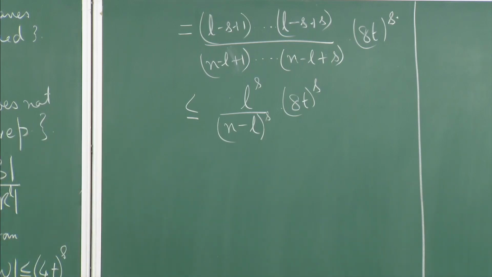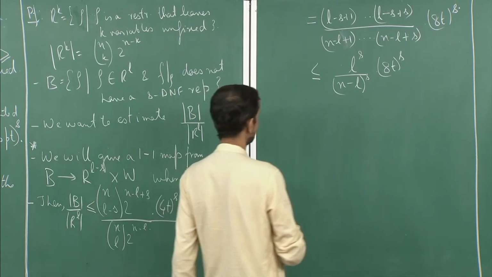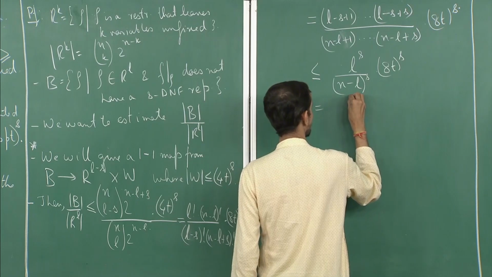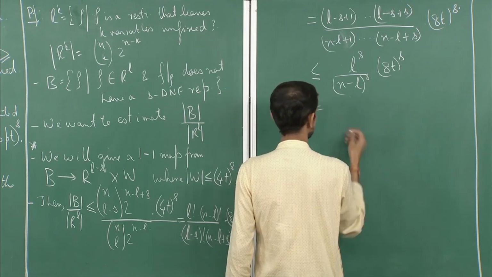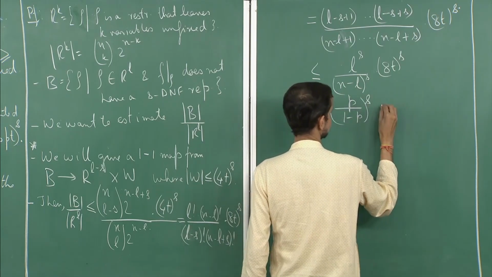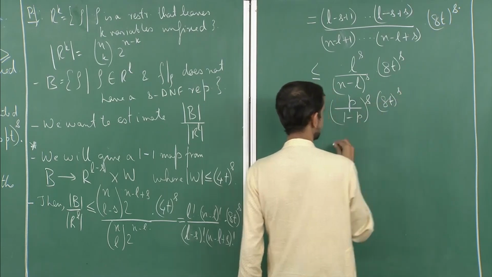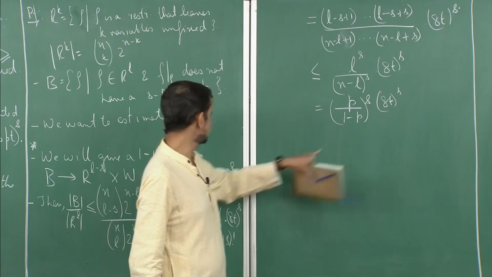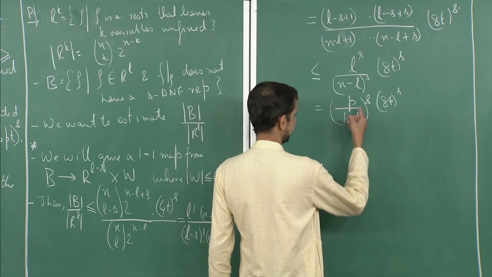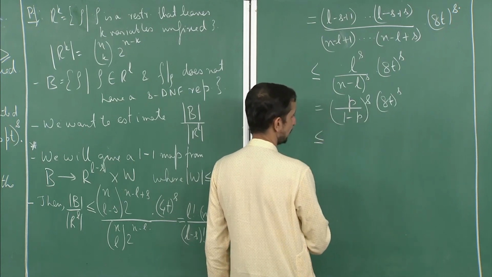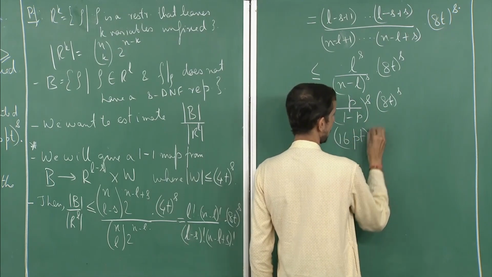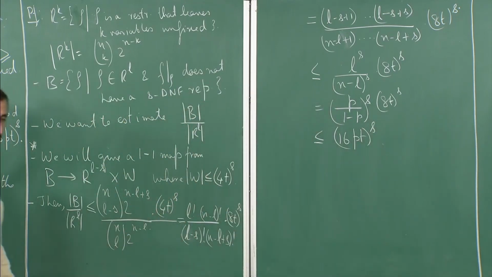And what is L? L is equal to Pn for us. So this becomes Pn by n minus Pn, dividing, I get P by 1 minus P whole to the power s, 8t to the power s. Now, I will use the fact that 1 minus P is greater than half. So P is less than half, 1 minus P is greater than half. So this is bounded by 16 Pt whole to the power s. Okay. So this is the calculation.